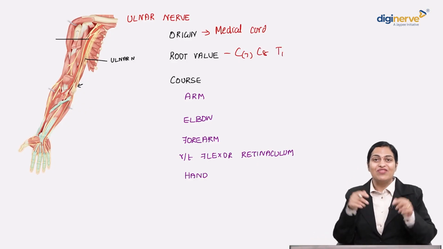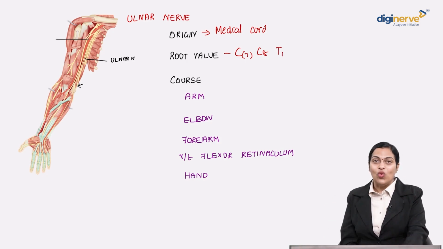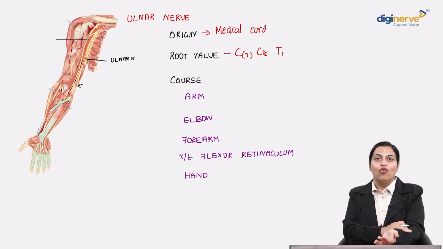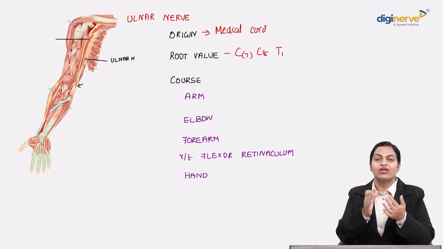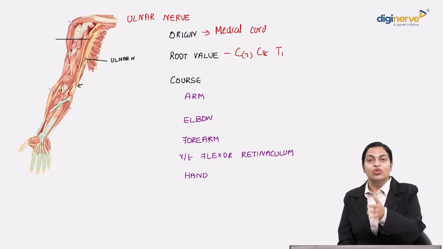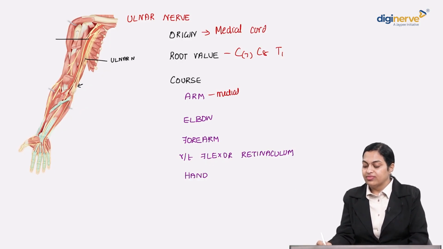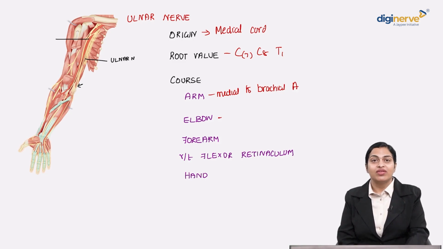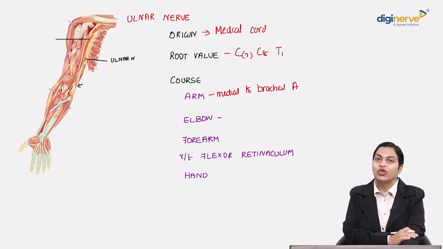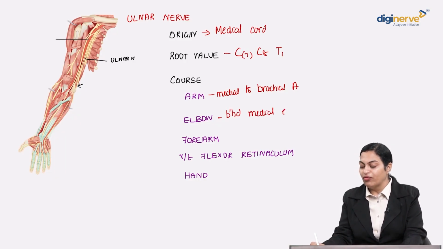Why have I put that 7 within the bracket? Because it's borrowed from the median nerve in forearm, right? And the course of the ulnar nerve over the arm, in the region of the elbow, forearm, in relation to flexor retinaculum and in hand. Just now I told you, in the arm you see it medial to the brachial artery, right? The ulnar nerve is not related to the anterior part of the elbow or the cubital fossa because it goes behind the medial epicondyle of humerus.